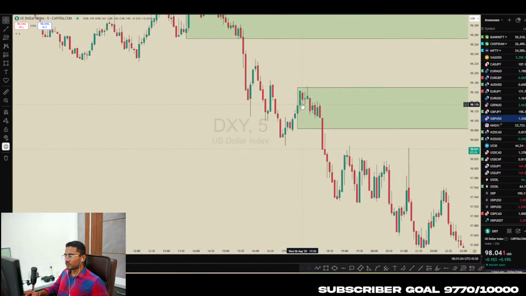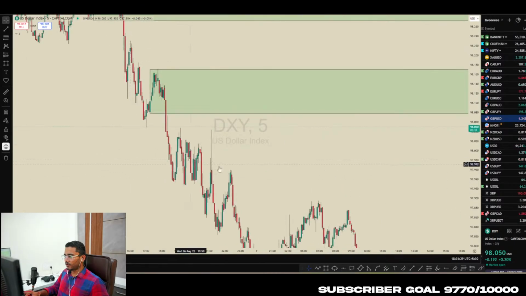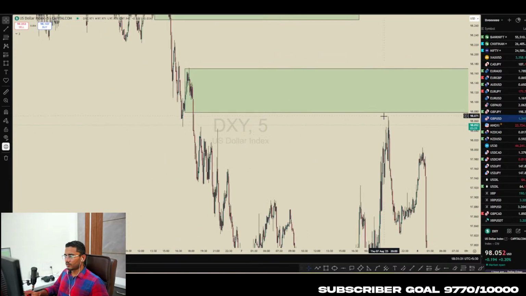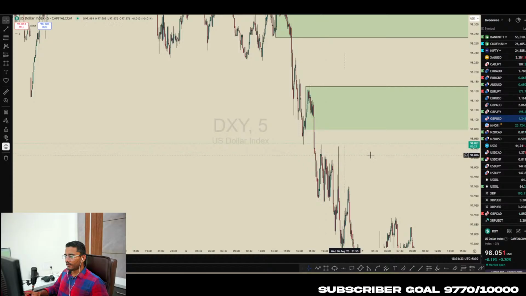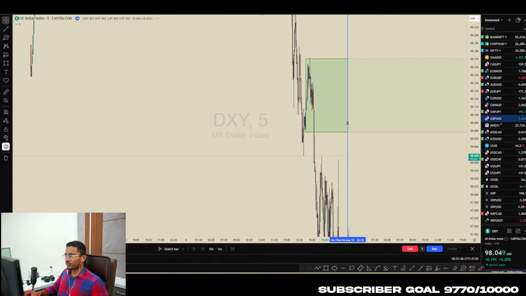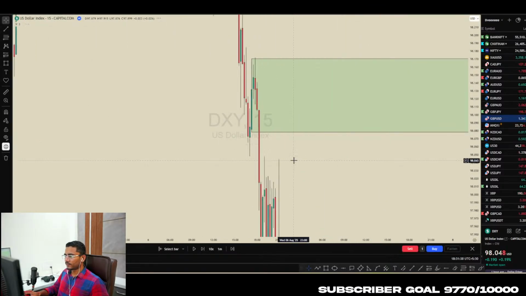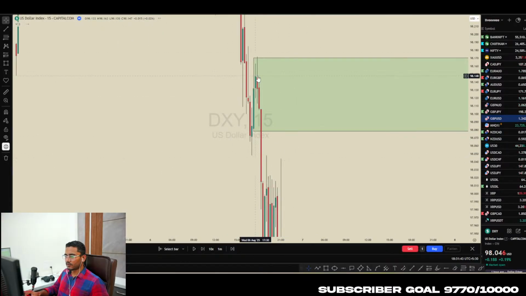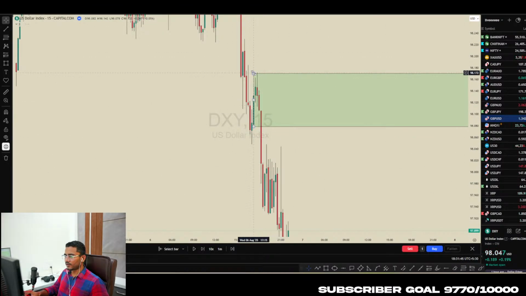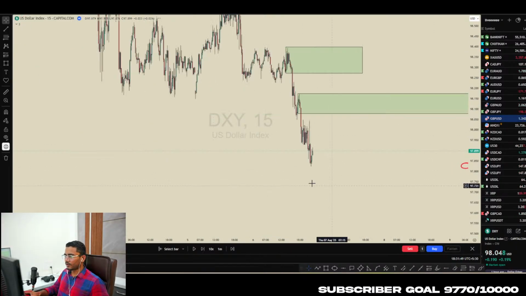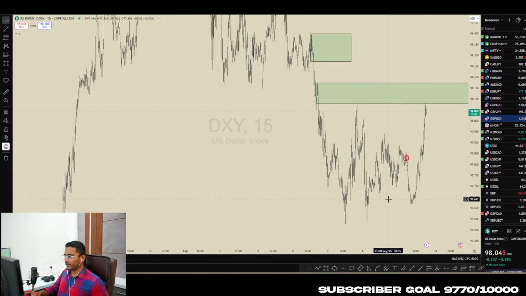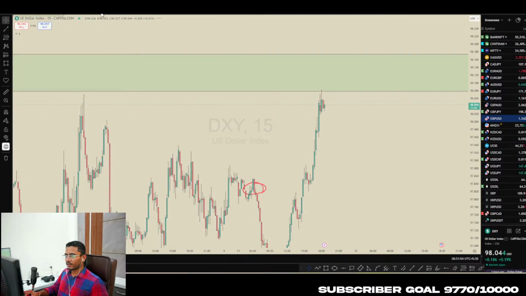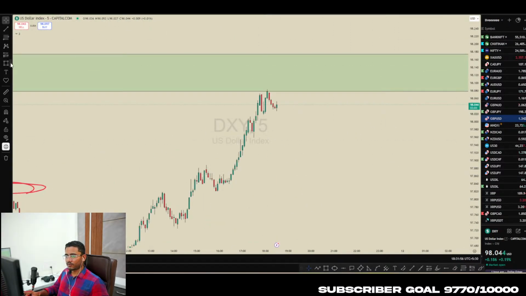Here, this is the move which took out this liquidity and then broke the structure. If we look here, this has not been mitigated, and there is a slight imbalance. If we go to 30 minutes, it's very clear that this is the candle which took out liquidity, and this is where price started to go up. And right now, price has been mitigating. So I think price can react from this area only.